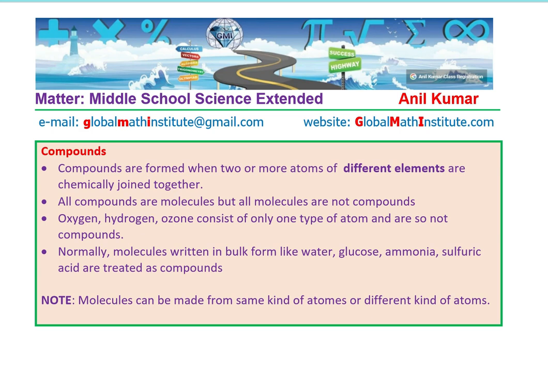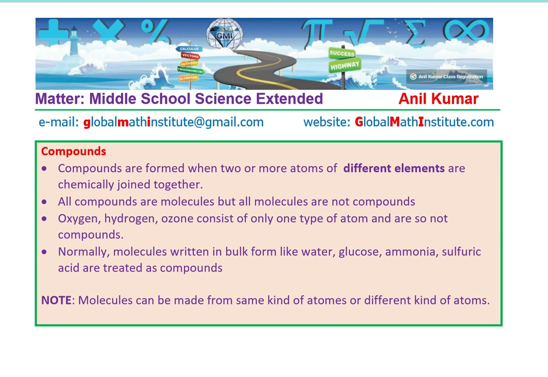That's the whole idea. So, oxygen, hydrogen, ozone consist of only one type of atom and so are not compounds. So, that is a clear distinction between the two. Normally, molecules written in bulk form like water, glucose, ammonia, sulfuric acid are treated as compounds. So that is a general way of looking at it. So here's a note for you. Molecules can be made from the same kind of atoms or different kinds of atoms, but compounds are always made from different kinds of atoms.